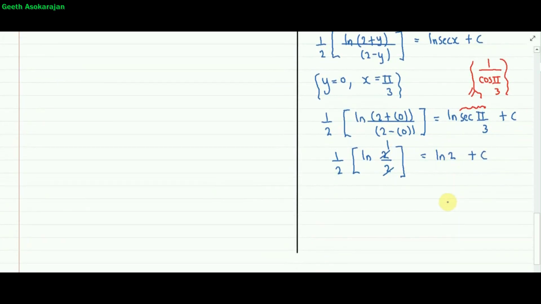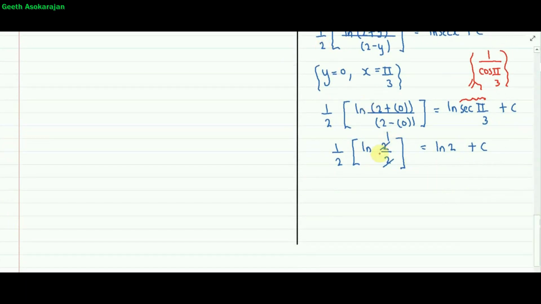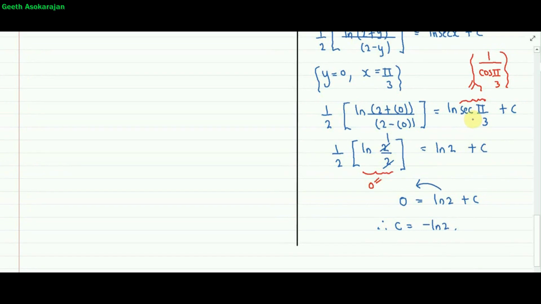Now if we continue even further, ln 1 is 0, and 0 times half is 0, so we have 0 on the left hand side, equal to ln 2 plus c on the right. If we rearrange further and take the ln 2 to the opposite side, c is minus ln 2. So that is the solution for c.